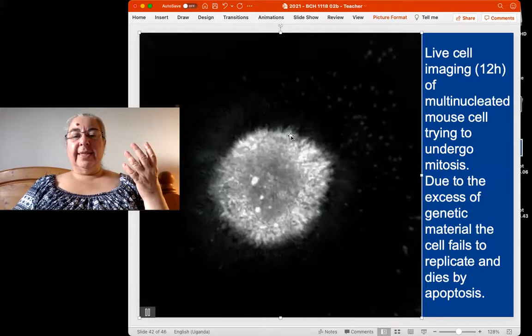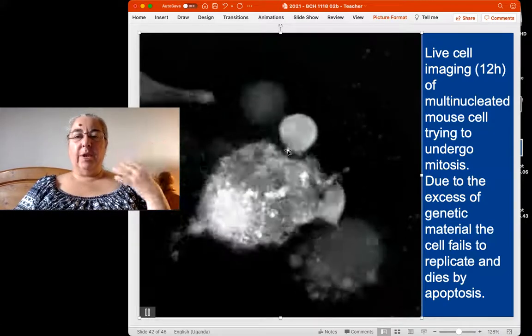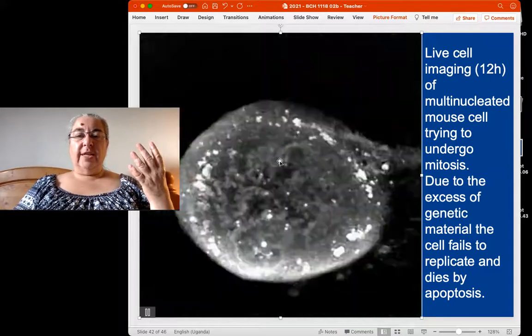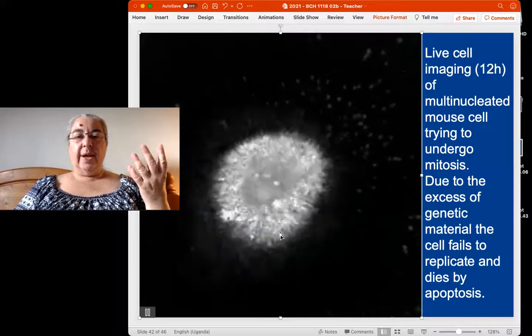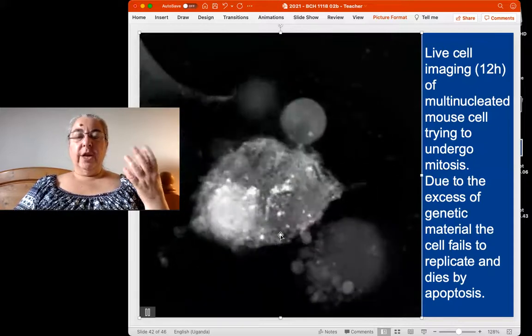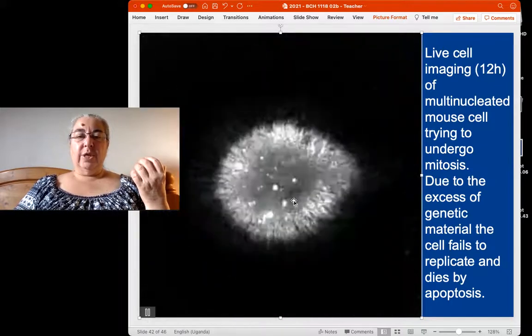This video is a set of photographs taken of the cell over a period of about 12 hours. The cell can't divide properly because it's got too many nuclei. It can't undergo normal cell division. So it goes into apoptosis and becomes destroyed.